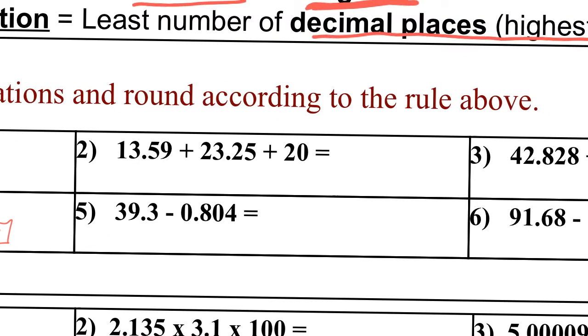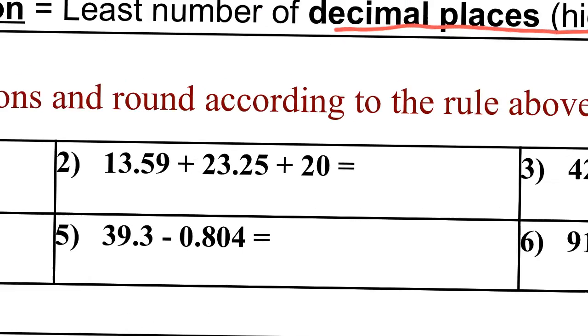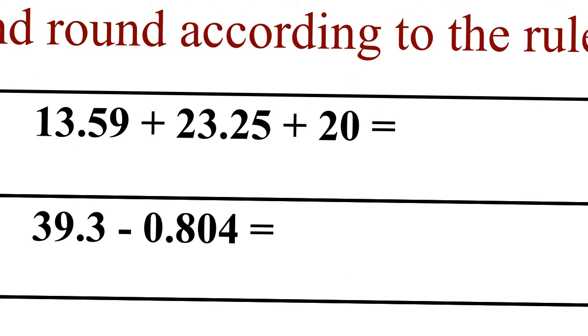Let's go over and try these. Again, I'm going to make this big so I can put them in a column. So I've got 13.59 plus 23.25 plus 20. I'm going to add those together. Now, the tens place is my least specific number, so I'm going to need to round this to the tens place.